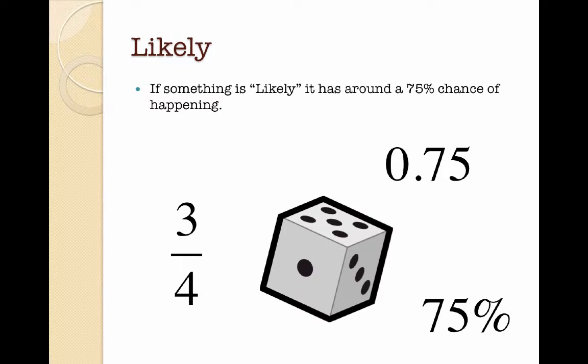If something is likely, it has around about a 75% chance of happening. It's better than 50-50, but not quite certain. So an example of a fraction that would be likely would be 3/4 or 3 out of 4. As a decimal, 0.75 or 75%. If you were to roll a dice and ask yourself, what's the probability of getting a 1, 2, 3, 4, or 5 when I roll the dice, then that would be very likely.